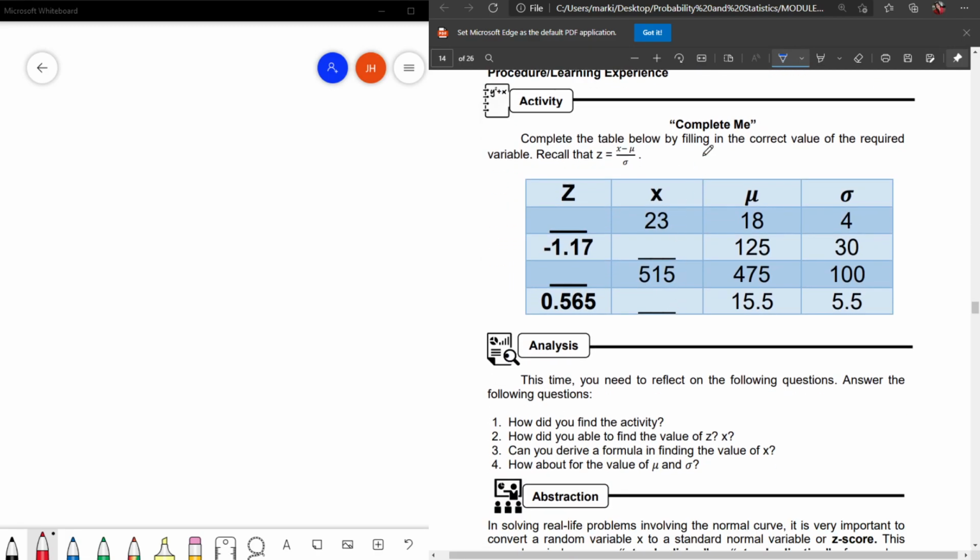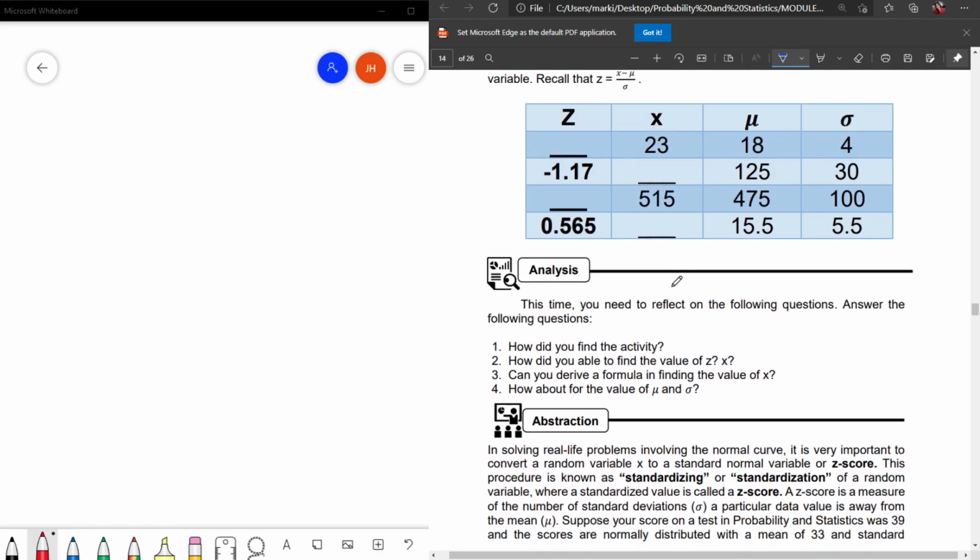We have this complete me, and we have the given. After I'm done discussing, you can answer this complete me. I'm going to go straight to our discussion, okay?